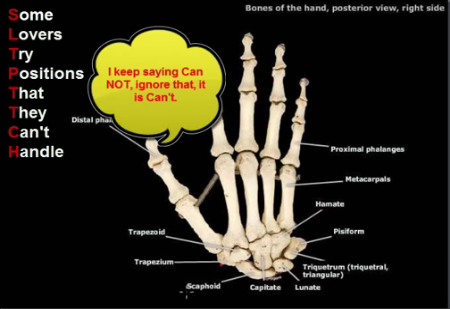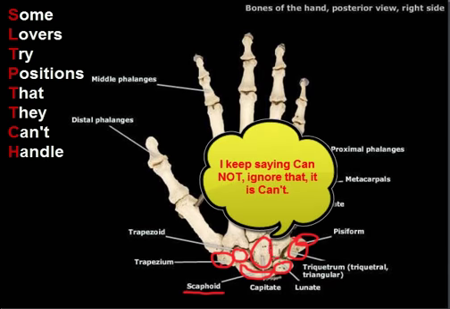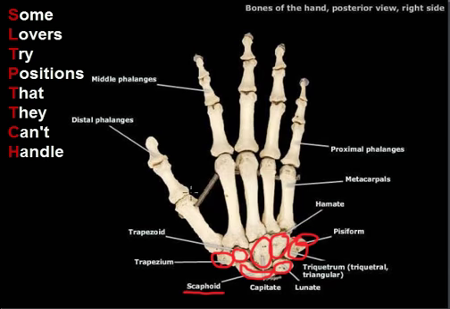And the way it runs is from left to right, these bones on the bottom. So this would be, some lovers try positions, and then back up to the top left and to the right, that they cannot handle. Now let's look at each one individually.